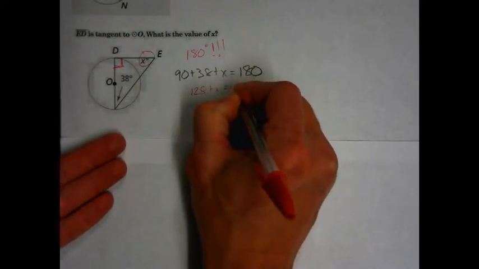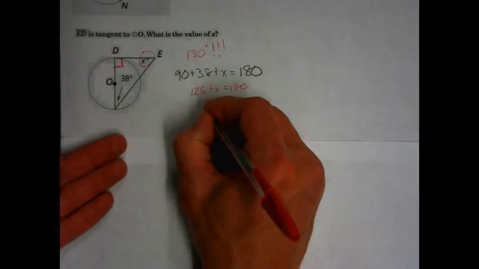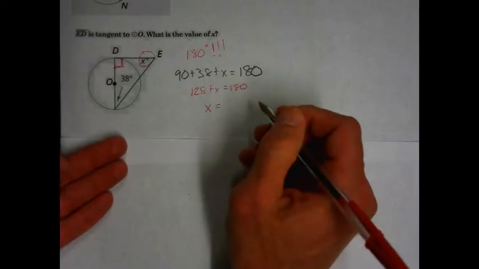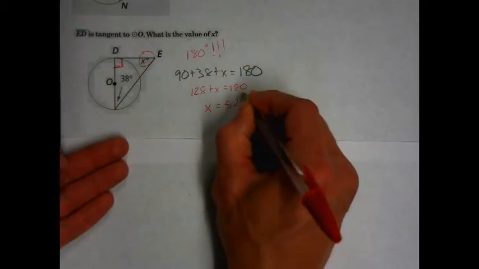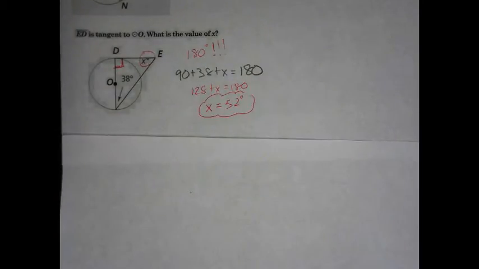And I'll show you a shortcut in a second. We subtract 128 from both sides, and we get 52. So the measure of x is 52 degrees. So, Mr. Katz, what was the shortcut you speak of?